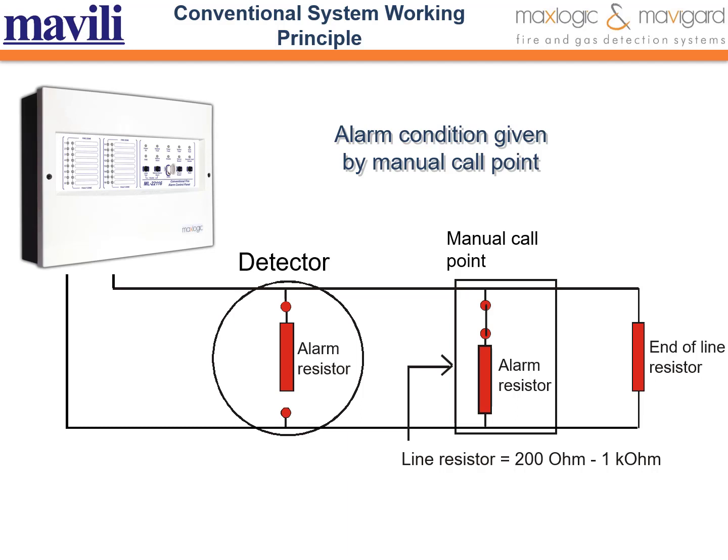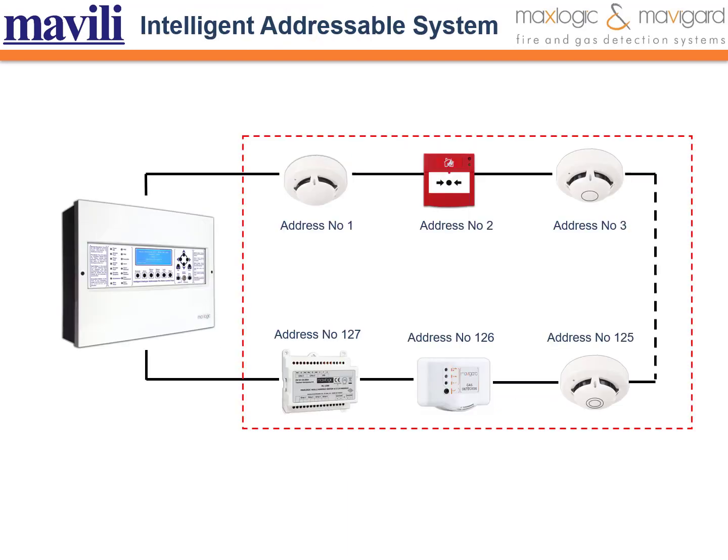Let's look at the addressable system. In addressable systems, devices are connected to the loop line. The loop line exits from the addressable fire alarm control panel. Devices with addresses are connected along the line, and eventually the loop line returns to the panel. All addressable devices connected to the loop take different addresses, mechanically or by software.